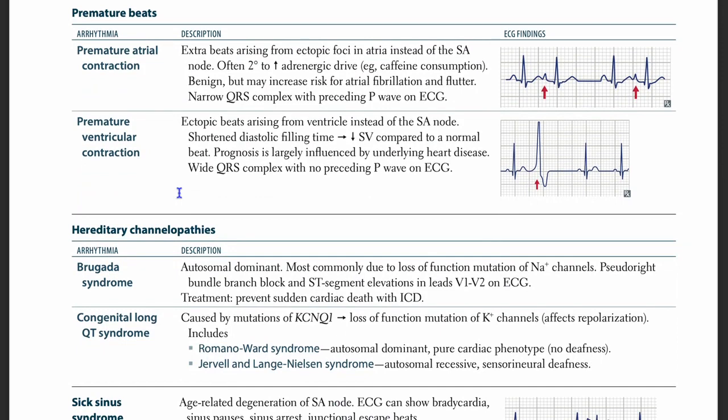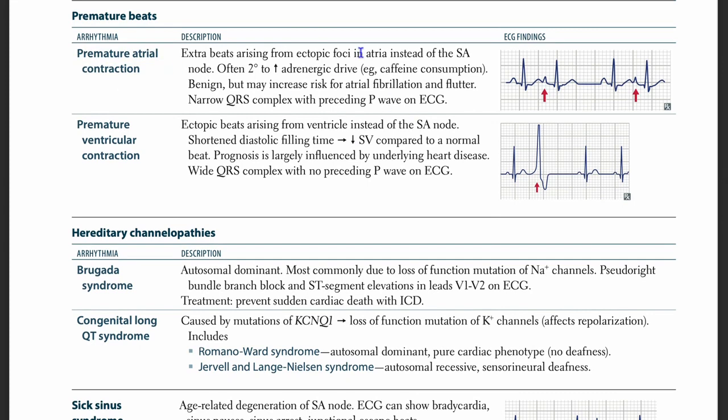Premature beats, arrhythmia description and ECG. Okay. So premature atrial contraction. When you have this, there's an extra beat arising from ectopic foci in atria instead of the SA node. So often secondary to increased adrenergic drive, for example, caffeine consumption. Benign but may increase risk for atrial fibrillation and flutter. Narrow QRS complex with preceding P waves on ECG. They'll give you a good history for this so you can figure out that it's this and not WPW or something like that.